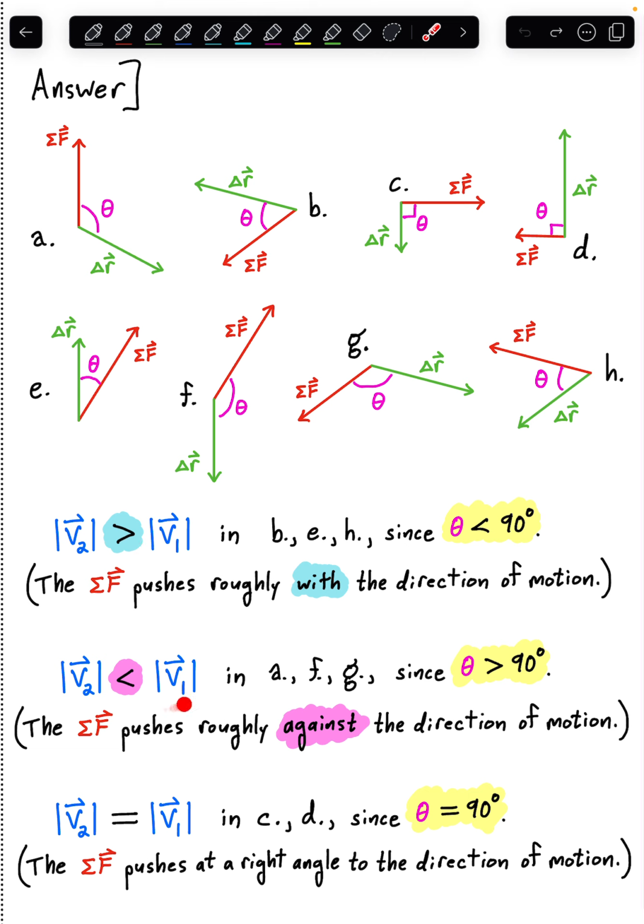The final speed will be less than the initial speed in A, F, and G, since in those cases the angle is obtuse, the net force pushed roughly against the displacement, slowing the object down overall between those 2 moments. And the final speeds will be equal in cases C and D, since that 90-degree angle, that right angle between net force and displacement, results in neither an increase nor a decrease in speed.